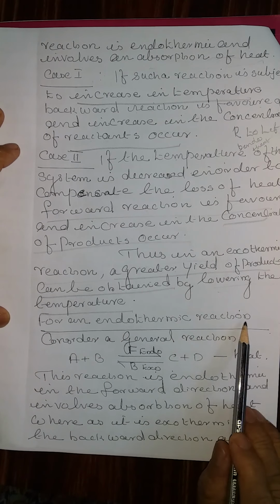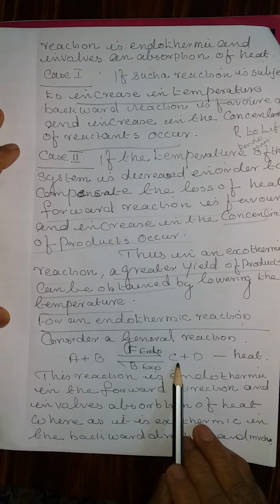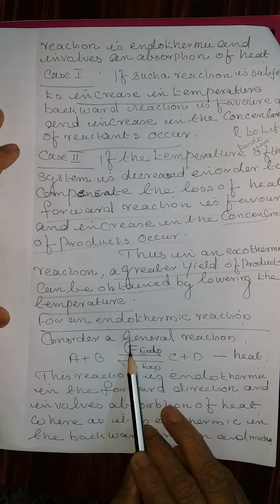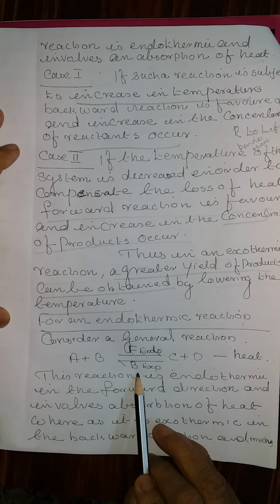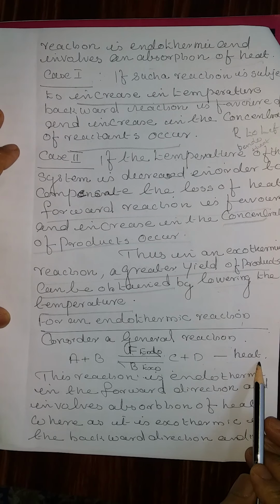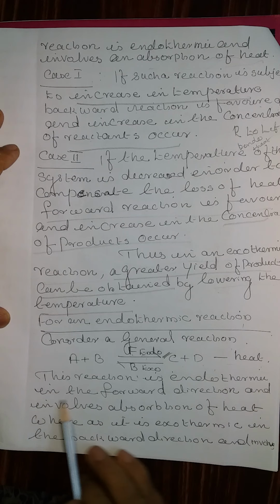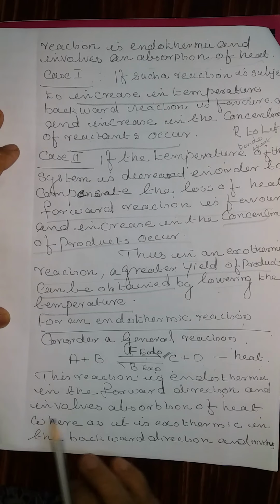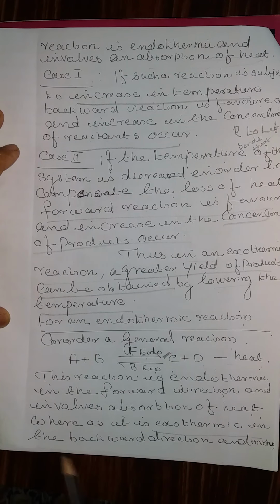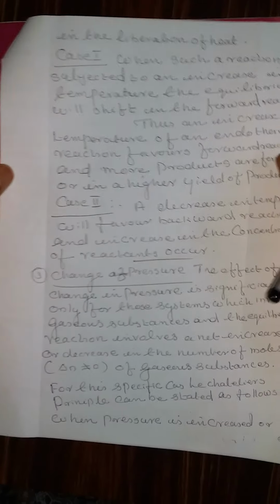Next, for an endothermic reaction, consider the general reaction A plus B giving C plus D minus heat. In this, the forward reaction is endothermic, written F endo, and the backward reaction is exothermic. This reaction is endothermic in the forward direction and involves the absorption of heat, whereas it is exothermic in the backward direction and it involves the liberation of heat.